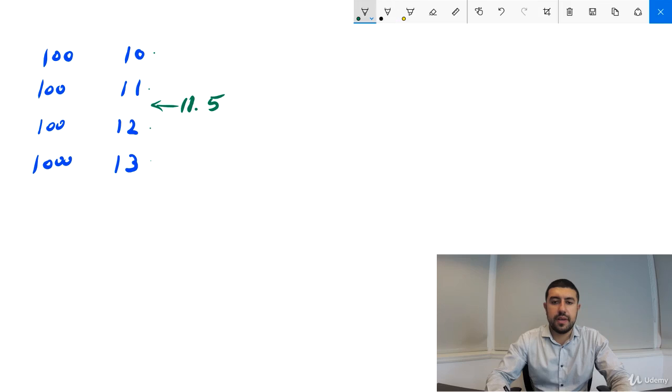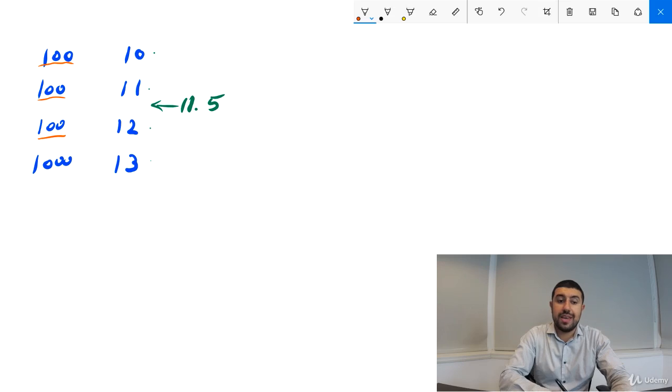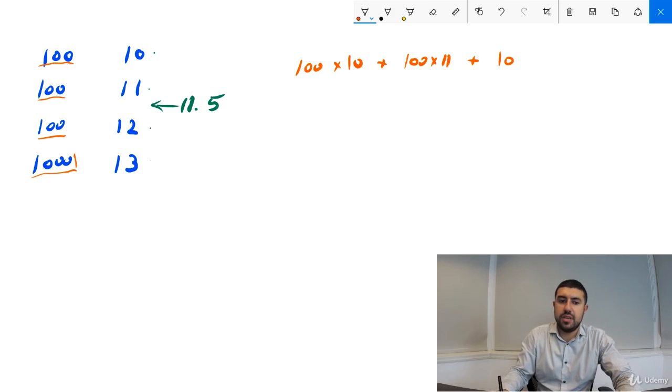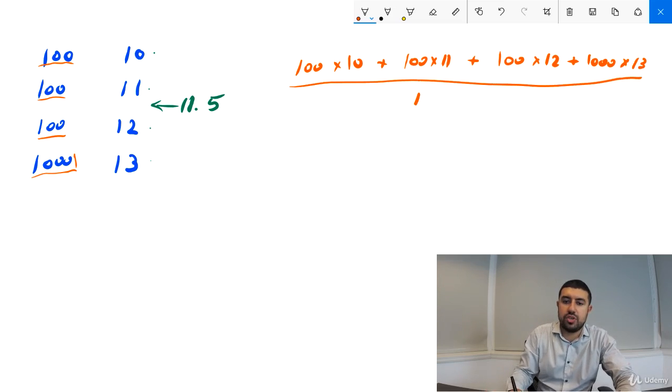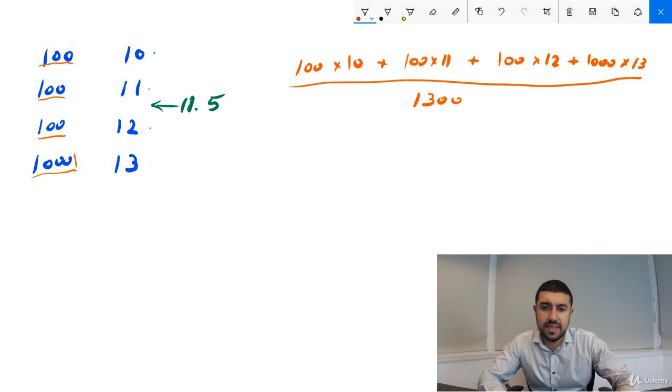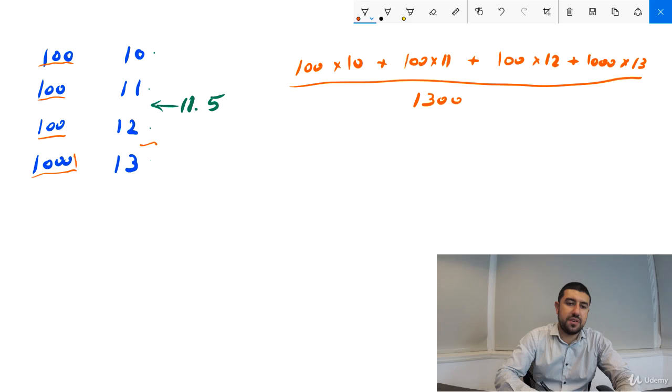Why? Because if you look at the volume or the quantity that it traded, it's not the same. Here there was only 100 shares. Here it was only 100 shares. Here it was only 100 shares. Here there's 1,000. So the right way to do it would be 100 times 10 plus 100 times 11 plus 100 times 12 plus 1,000 times 13. Then you divide by the total quantity, which is going to be 1,300 shares, right? And then this will give you the right price, okay?